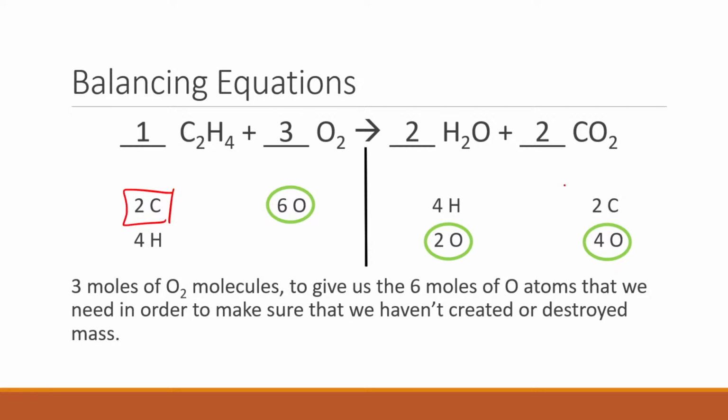2 carbons on the left, 2 carbons on the right. 4 oxygens on the left, 4 oxygens on the right. 4 hydrogens and 4 hydrogens, 6 oxygens and 6 oxygens. And I've got the same number of each atom on the left and on the right. And that is the most important thing. That is what we're trying to do.